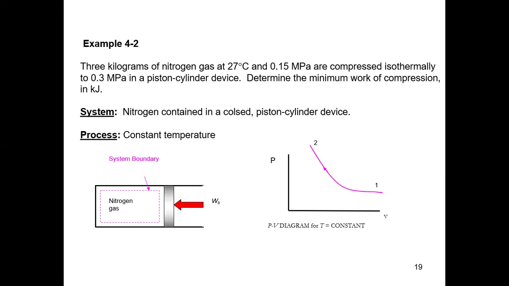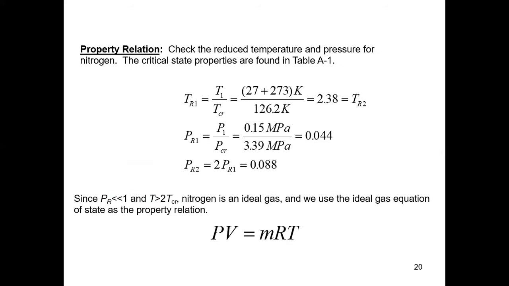3 kilograms of nitrogen gas at 27 degrees Celsius and 0.5 megapascal are compressed isothermally to a final 0.3 megapascal. Okay. In a piston cylinder device, determine the minimum work of compression in kilojoules. Nitrogen system, nitrogen contained in a closed piston cylinder device, process is constant temperature. So property relation, check the reduced temperature and pressure for nitrogen.